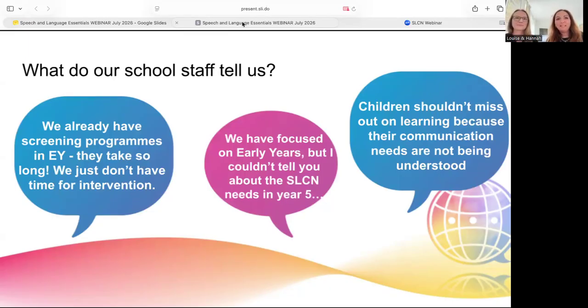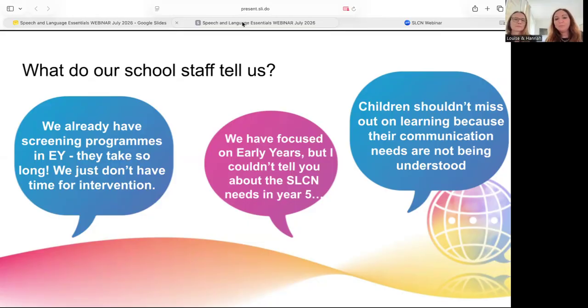We know that early screening programmes and early years intervention programmes have lengthy assessment phases, which can take teachers the whole of the autumn term to complete. And this means that the staff are running out of time and energy to carry out the interventions. And this is obviously where all the important learning happens for the child.